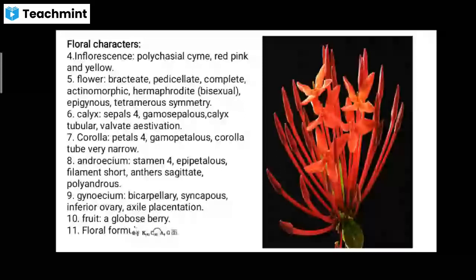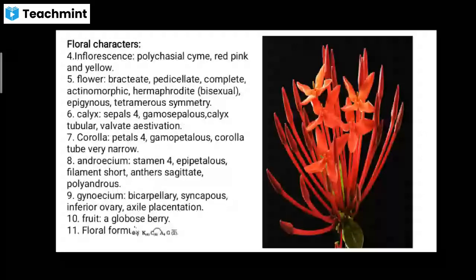They are in fused condition. They form a tube-like structure and they have valvate aestivation. Then the corollas are also four in number and they are gamopetalous. Corolla tubes, these corolla tubes are very narrow, tube-like. You can see a very long tube, that is the corolla. So one third part of this corolla will be fused and above that one part will be free. So here a narrow tube is produced by the corolla.